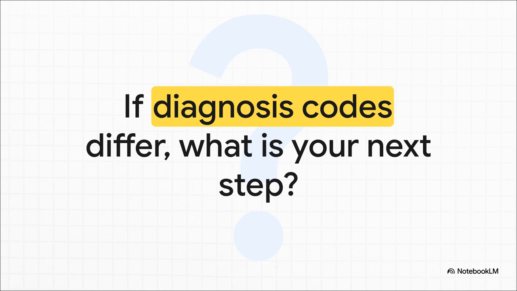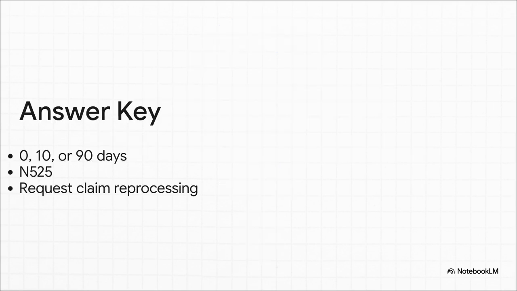And finally, question number 3. In scenario 1, if the diagnosis codes completely differ between the prior surgery and the current follow-up visit, what is your next immediate step? Is it A, route to the coding team for a modifier, or B, request direct claim reprocessing from the payer? All right, let's see how you did.